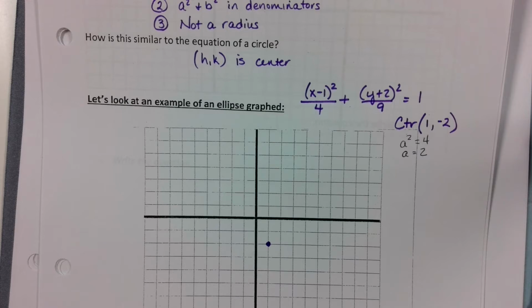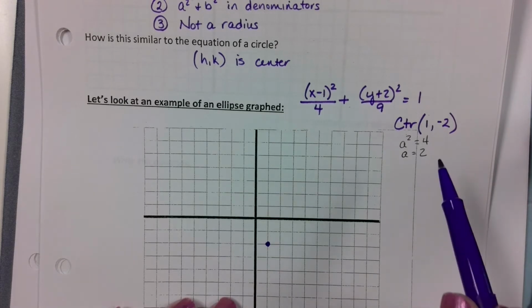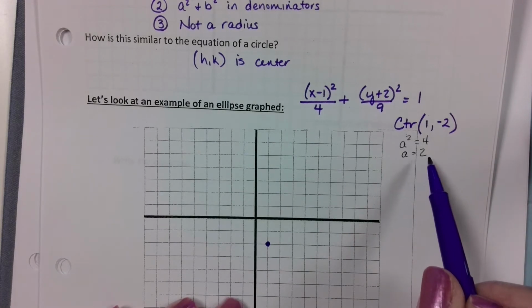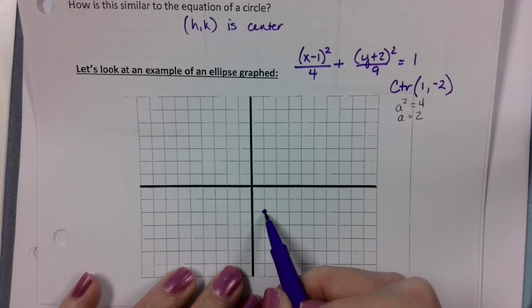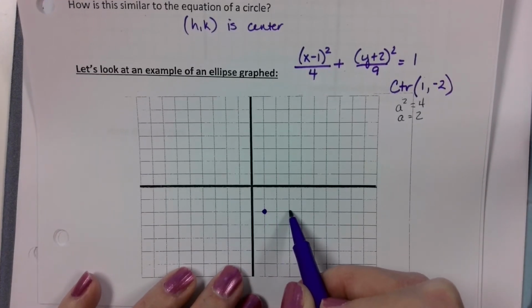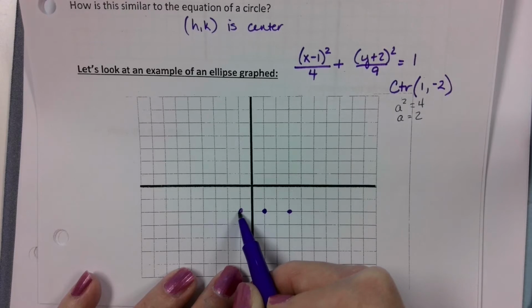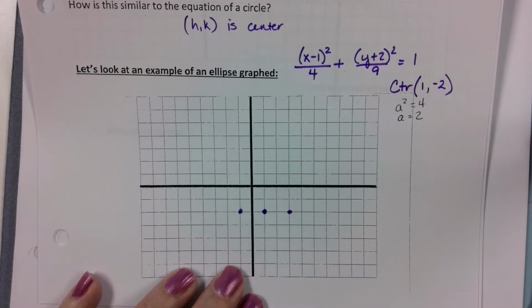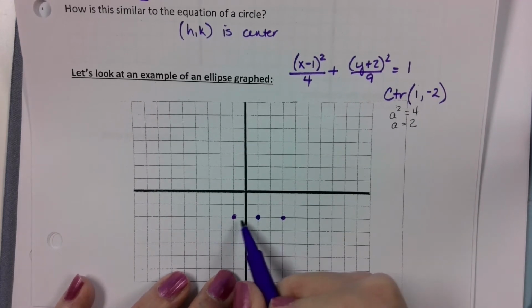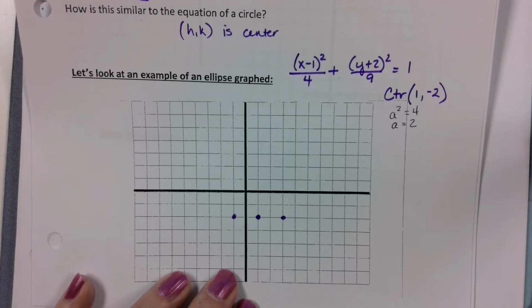So what we're going to do is, it says that a is half the length of the horizontal axis, because we're going to go 2 to the right and 2 to the left. So that makes it half, right? That's the half part. So the whole length of that would be 4. Does anyone understand what I mean by that?